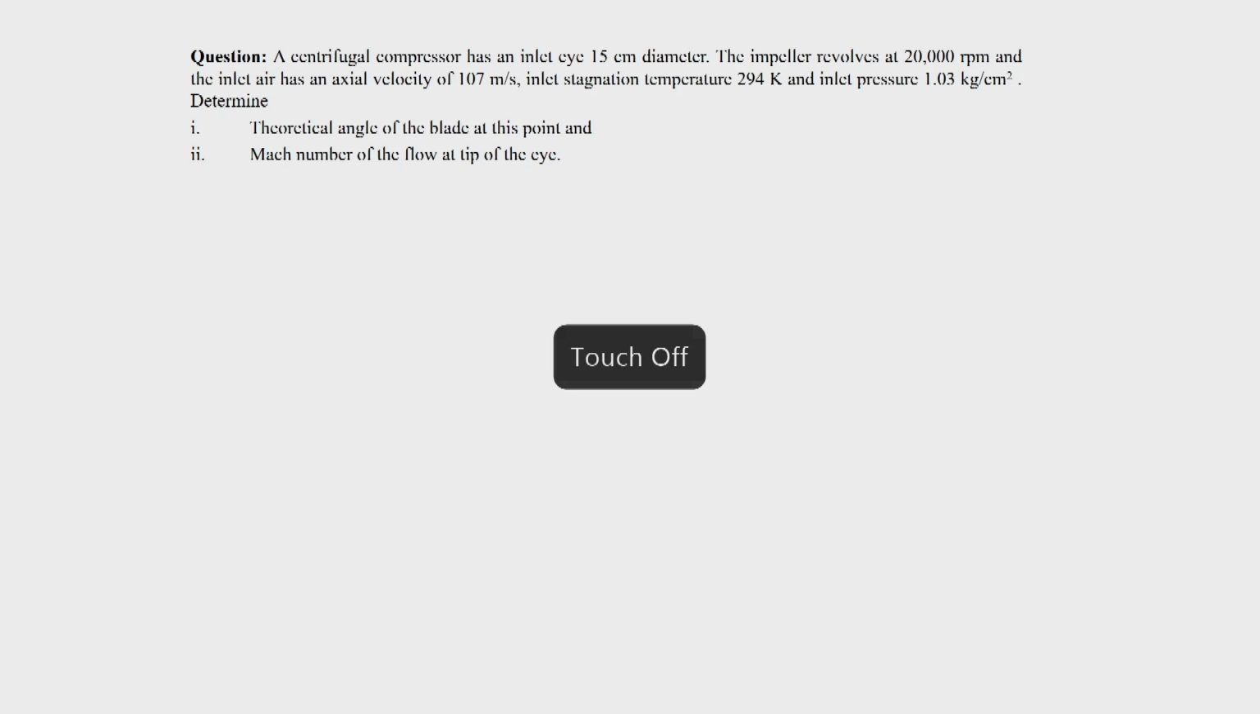So we will solve the second example, which is again related to a centrifugal compressor. This example says that there is a centrifugal compressor which has an inlet eye which is 15 centimeters.